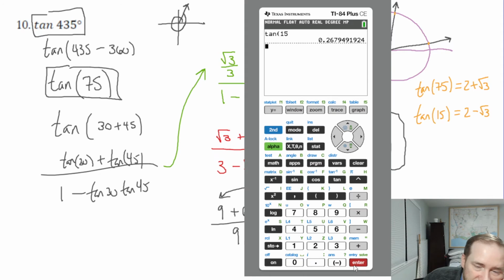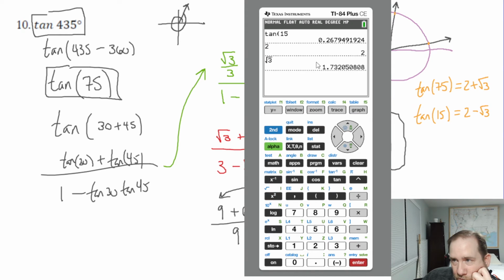Tangent of 15 is that. That should be a small positive number. And if you know that you're working with 2's, well, 2 is 2, and you know you're working with root 3's. Root 3's are only 1.7s, right? So if you know the tangent of 15 should be a small positive number, then it's going to be 2 minus root 3.